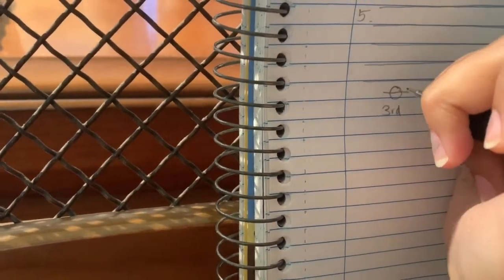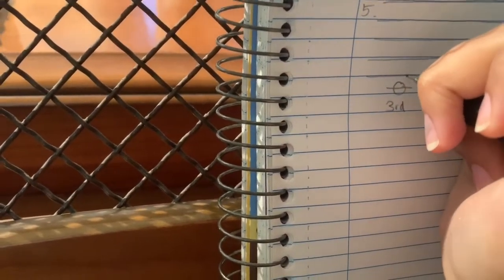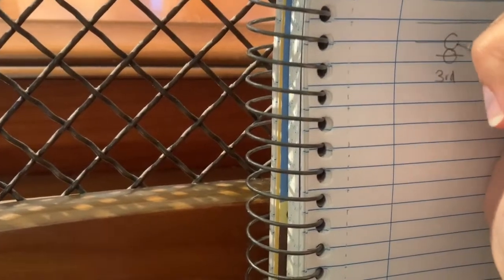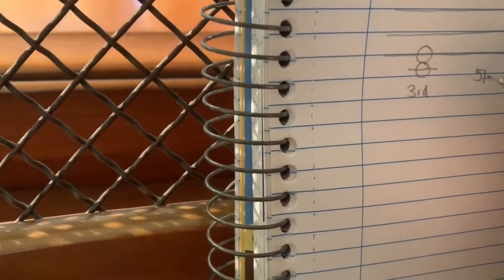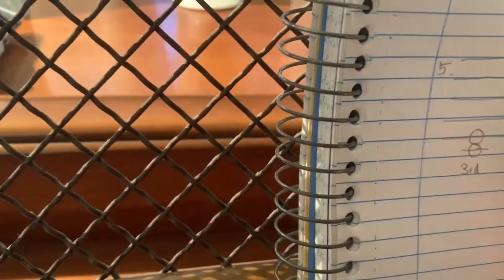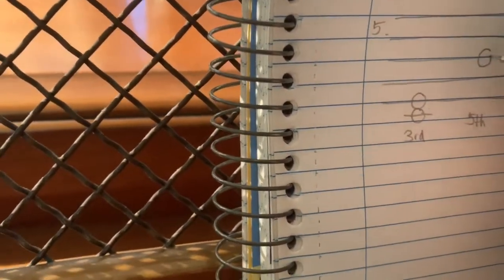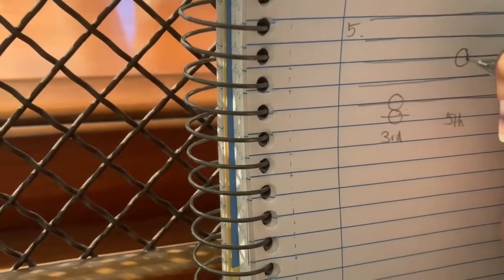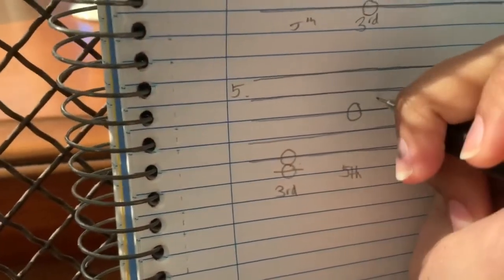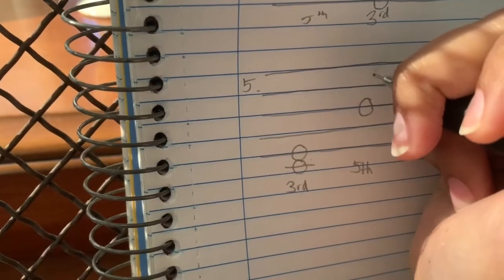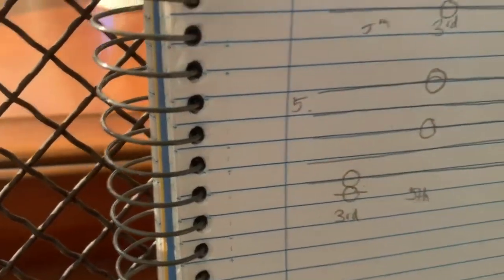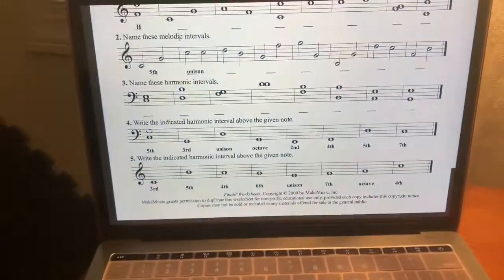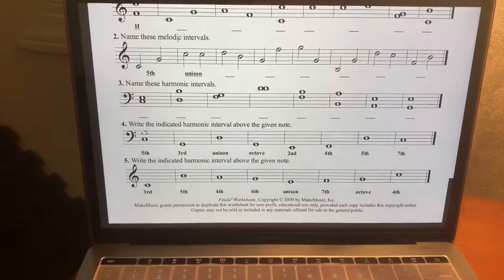1 line, 2 space, 3 line. So put it on the line. My next one's asking for a fifth. And it's on the third line. So I go 1 line, 2 space, 3 line, 4 space, 5 line. I put it right on the line. And I can just keep going with that. If you have any questions, always feel free to call or text, and that should be how we do our interval number 1 worksheet.